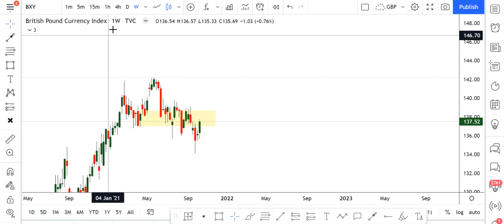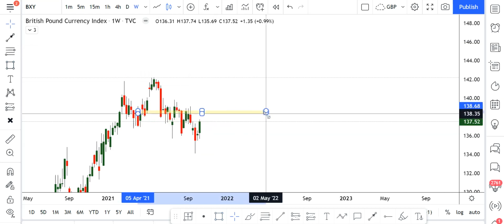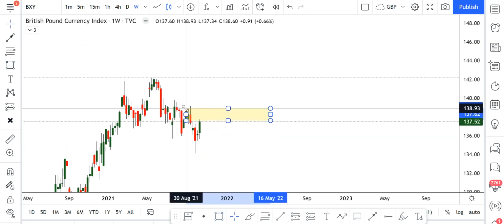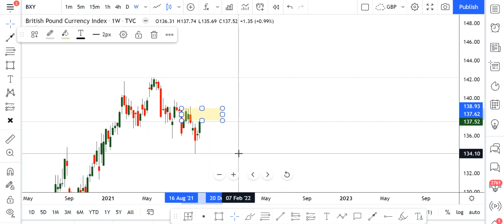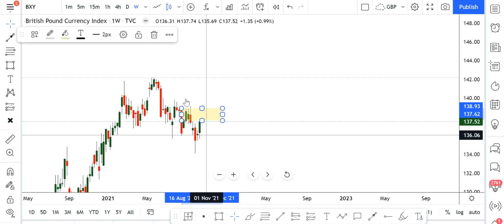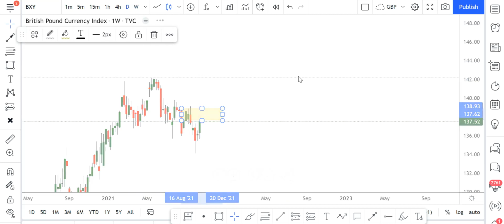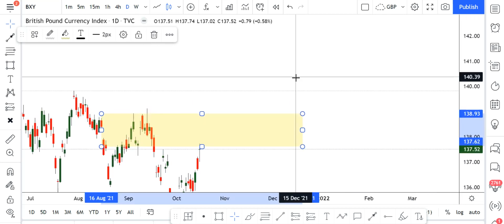So, what can we see? Now, we expect that price should tap into a weekly supply zone before we continue a move to the downside. Now, if we go to the daily, what can we see?